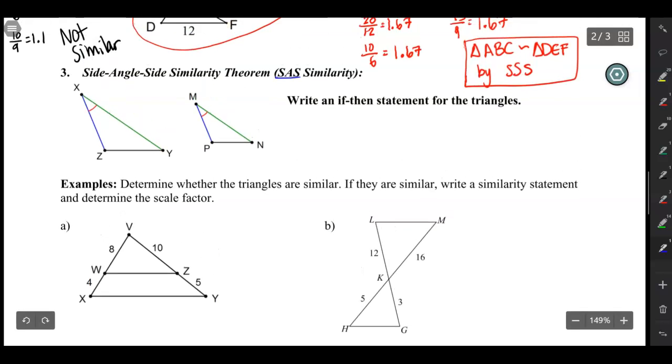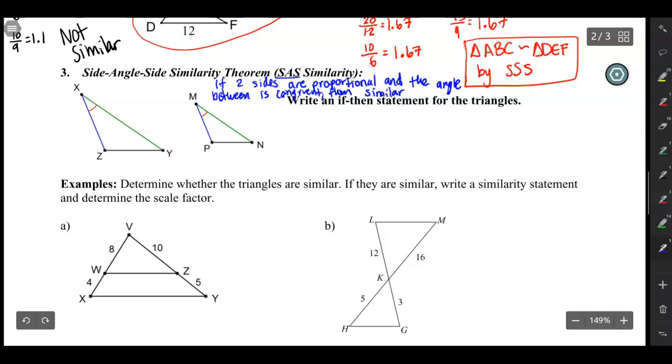So basically what we have to check for here is that if two sides are proportional, and the angle between them is congruent, then we know that the triangles are similar.